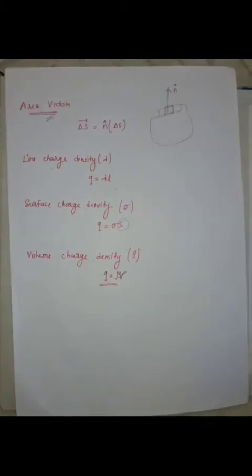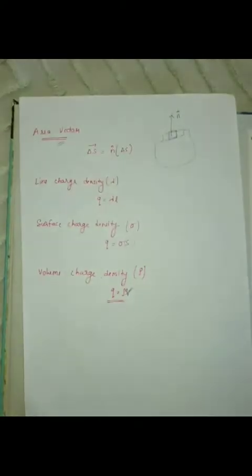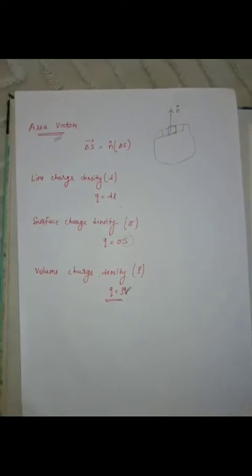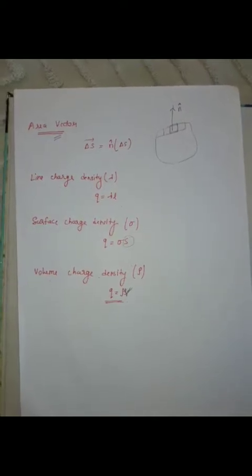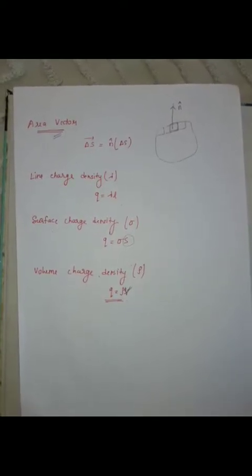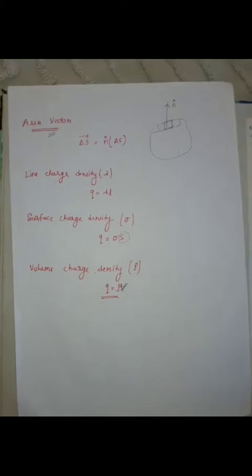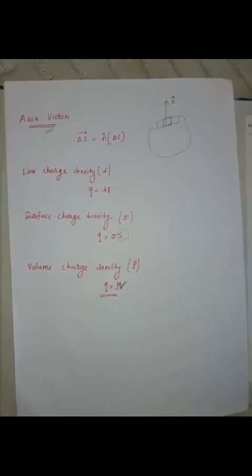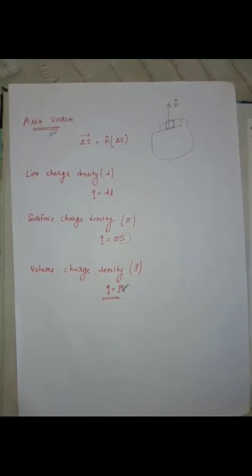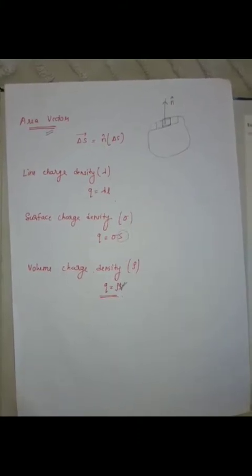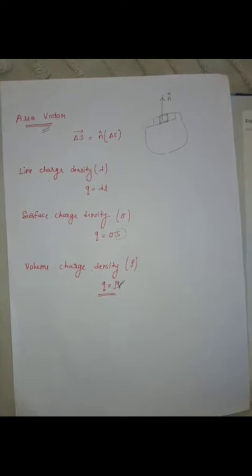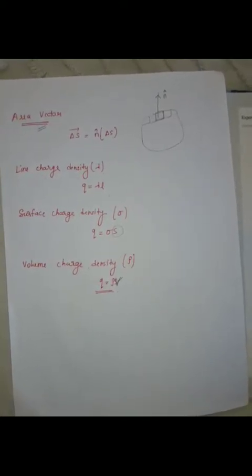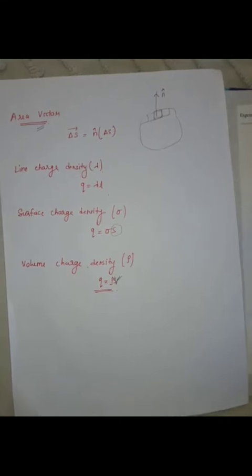Hence we have taken its area vector along its normal. It's a very important point to understand. The planar surface has its orientation at the center, hence we have taken its area vector along its normal. Now the formula for that is del S vector is equal to n cap multiplied by del S magnitude.